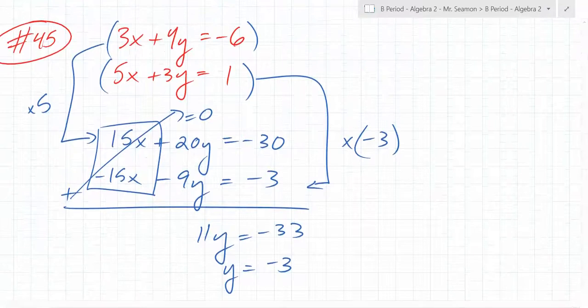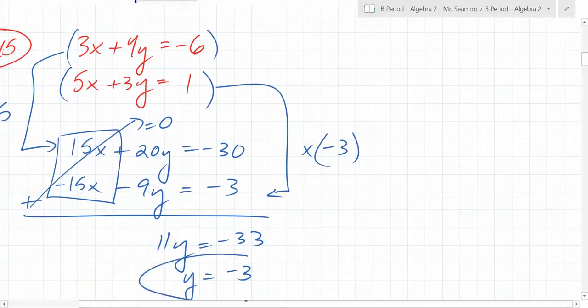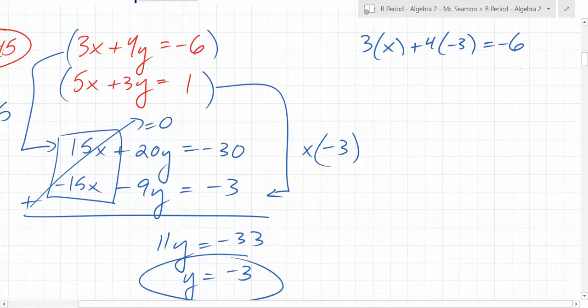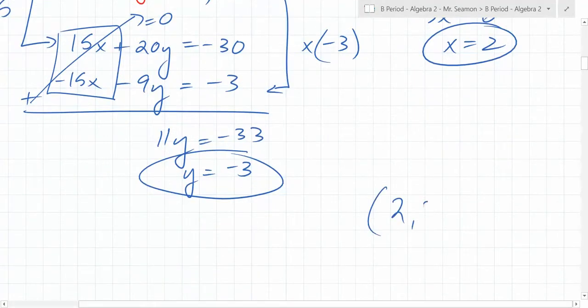We're not quite done yet because what else do we need? X. X, exactly. Now, what are our choices for where to put this? Either one. Does it matter? Theoretically, we should get the same value regardless. So let's do the first one. 3 times x plus 4 times -3 is equal to -6. Nice. So 3x is equal to -6 plus 12. So 3x is equal to 6. X equals 2. So if you want to properly write your answer, I'd like to see (2, -3).